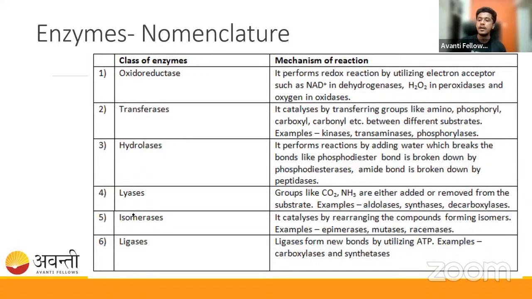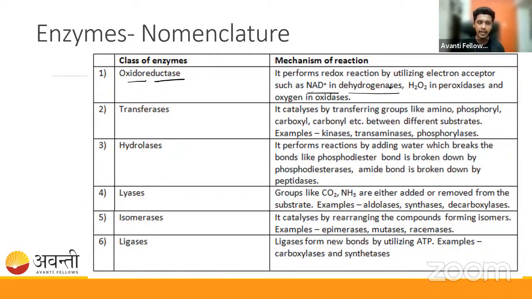For example, oxidoreductase: the name itself says it oxidizes and it reduces, right? It acts as an electron acceptor in the case of NAD plus, with the help of dehydrogenases. Similarly, it oxidizes with respect to H2O2, that is peroxidases, where you have hydrogen peroxide, and with the application of peroxidases, now what happened?